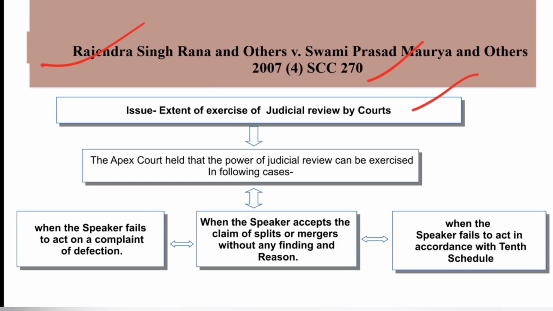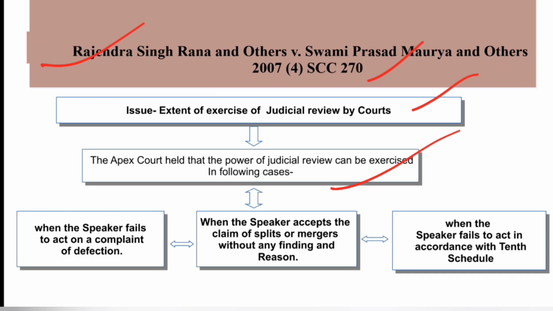It was held that in the following cases, judicial review can be exercised, other than those already decided in the Kihoto Hollohan case, where the question was whether judicial review can be made of these disqualification proceedings or not. So it was held that yes, judicial review is always open on the ground of mala fides, arbitrariness, and violation of natural justice. Other than that, up to what extent can the courts entertain pleas in judicial review?